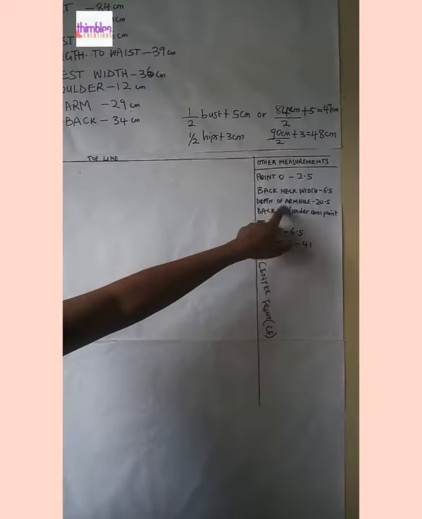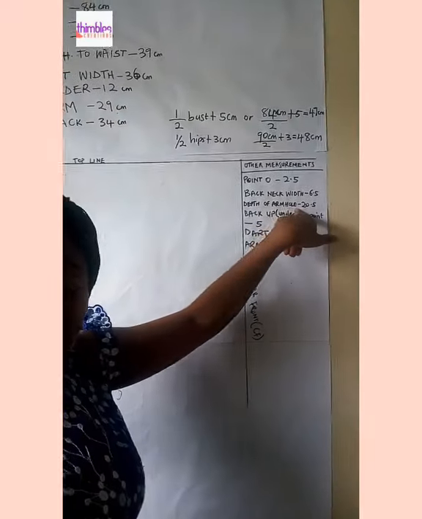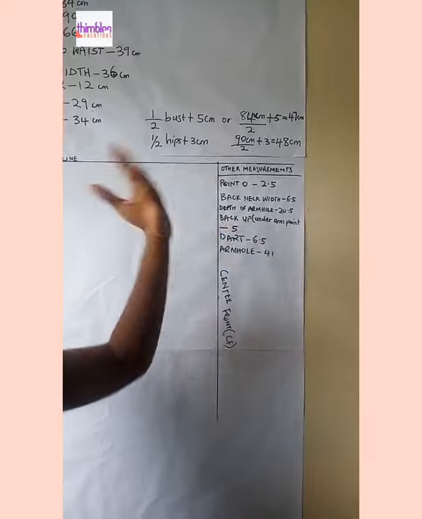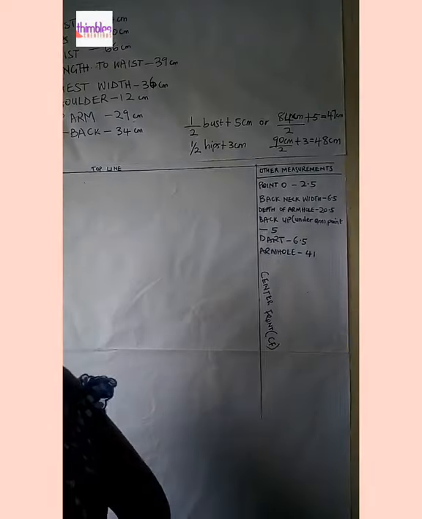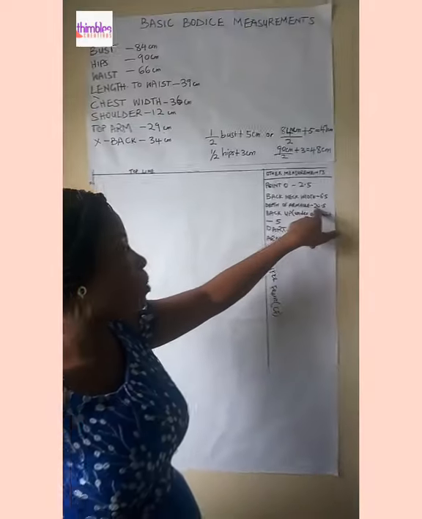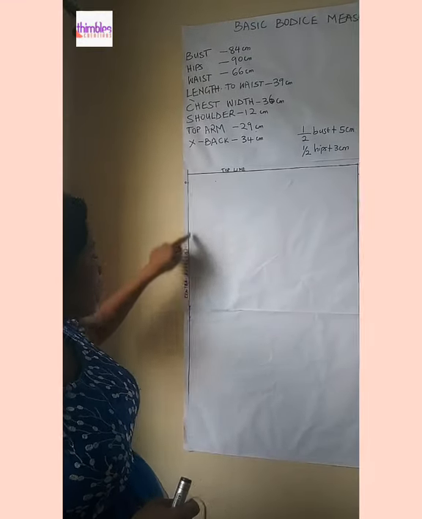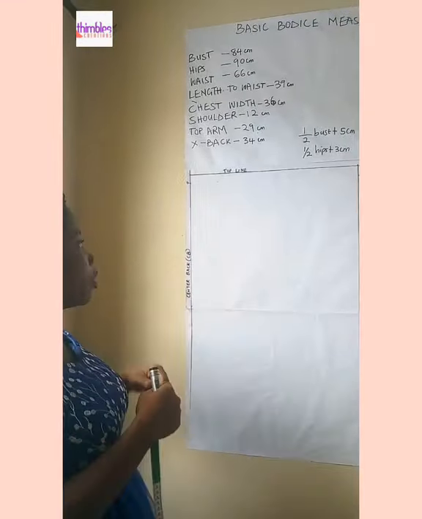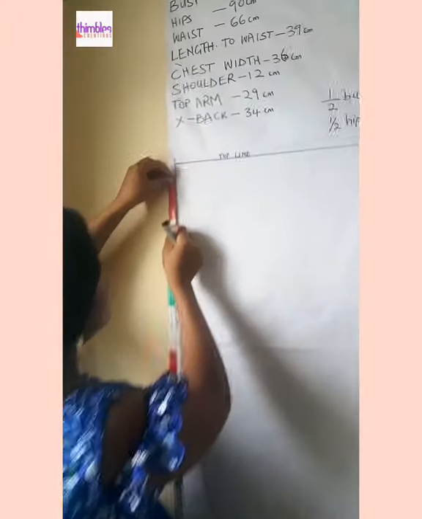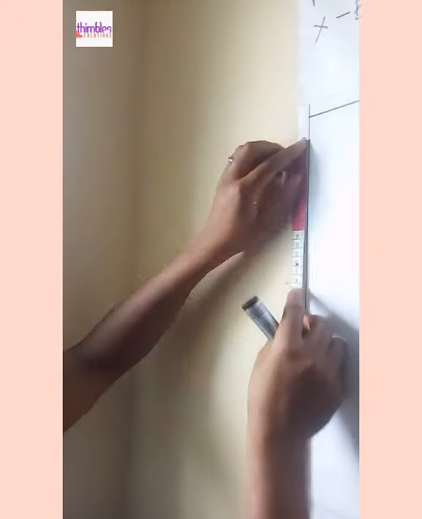So our depth of armhole is the same thing as bust line. When you hear me say bust line or depth of armhole, they are the same thing. So depth of armhole here is 20.5. From point O along this CB line, I'll take my 20.5. Remember, we're working with centimeters.